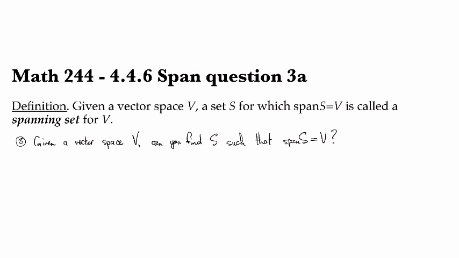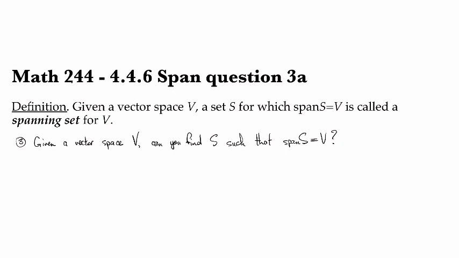And now we turn to the third question that we can ask about span. Well, before we get to it, I'm going to give a new definition. For a vector space V, if you have a set S such that the span of S is equal to V, then S is called a spanning set for V.